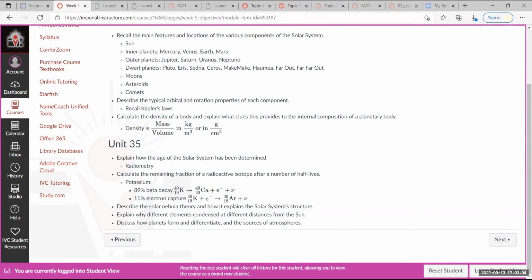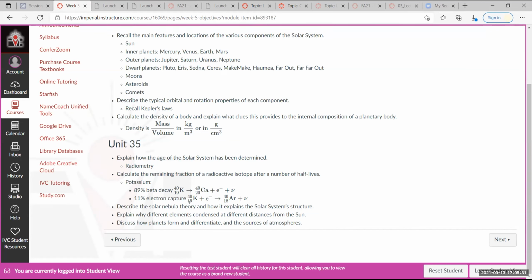So forget about the neutrinos, forget even about the electron that is ejected. Just focus on the potassium going into calcium with a probability of 90% for the most, 89% to be more specific, okay? 11% of the times, the potassium does not do that. The potassium actually captures an electron.